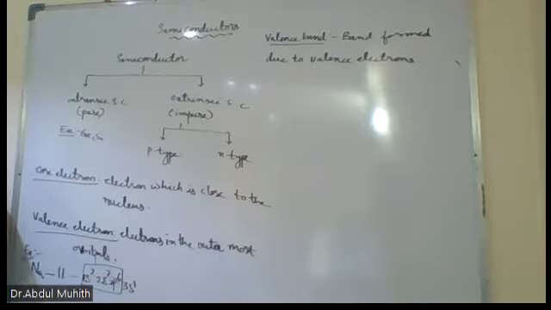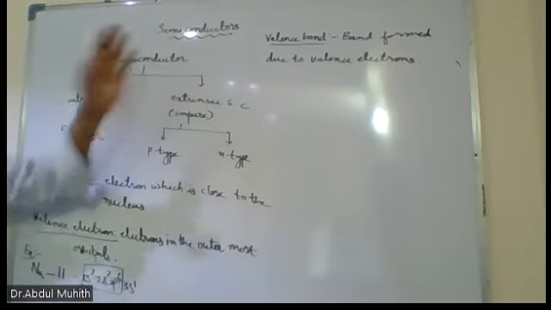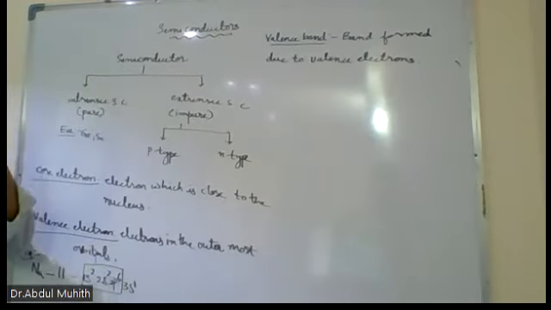Clear? See, I mentioned the Ramadan month. Automatically, many restrictions will come into the picture. No one can sit in a restaurant in the daytime and eat, and no one can drink in front of other people. There are some restrictions that automatically come into the picture, right? In the same way, valence band means what? The band formed due to the valence electrons.